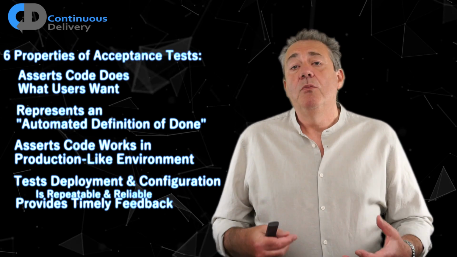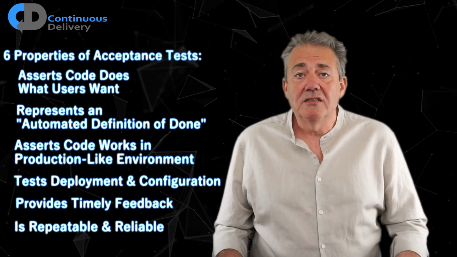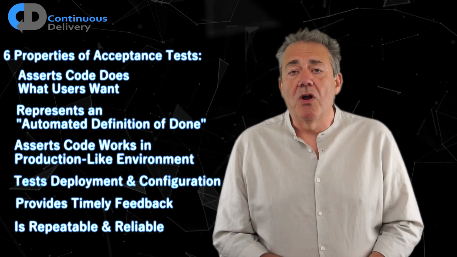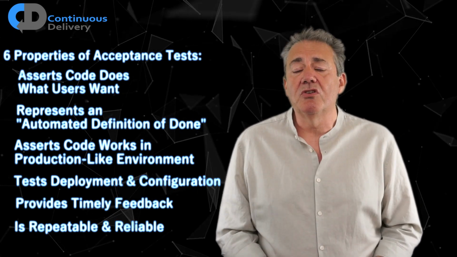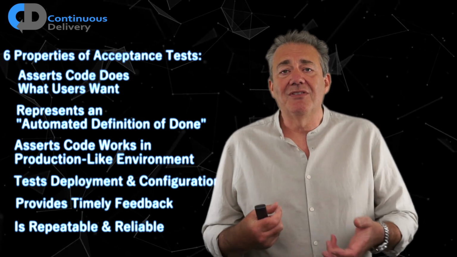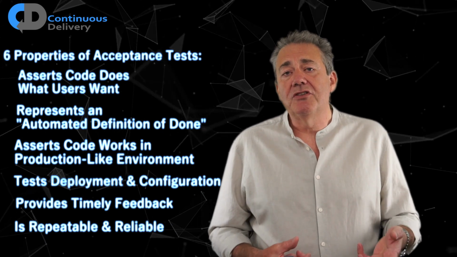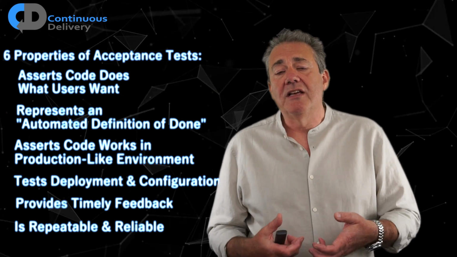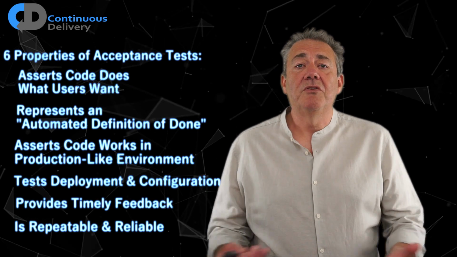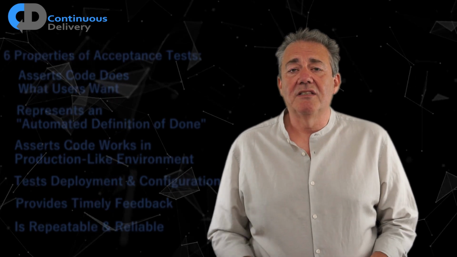And finally, we want our tests always to be repeatable and reliable. We want our tests to fail if there's a problem. We want to use them as a tool. A failing test is more important than a passing test, because that's the point at which we're getting the strongest signal back from our system, at the point at which the test fails. So those are my 6 properties of acceptance tests.